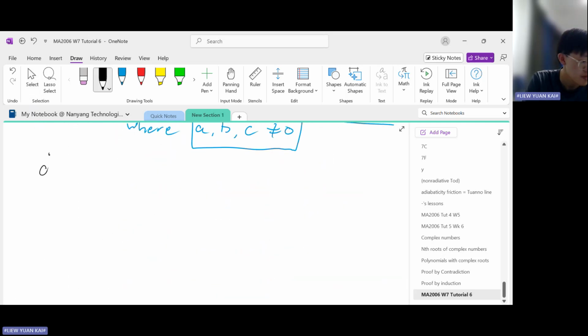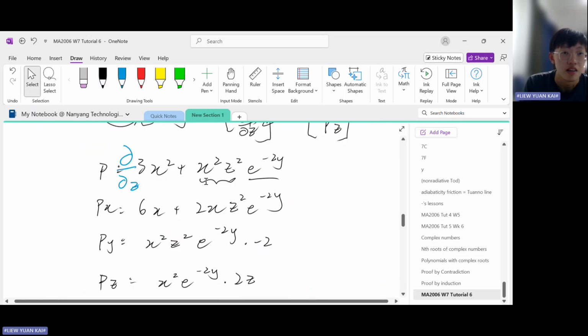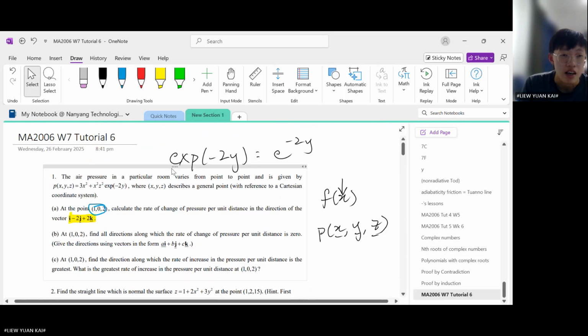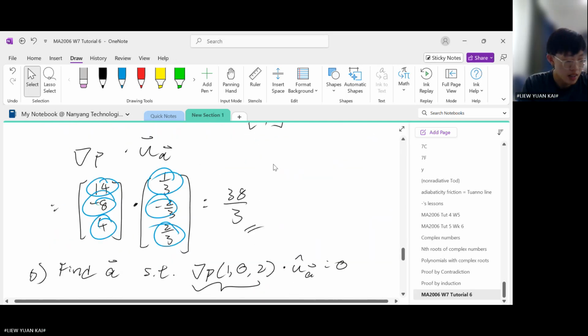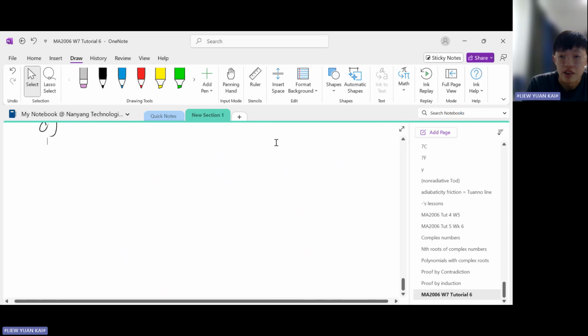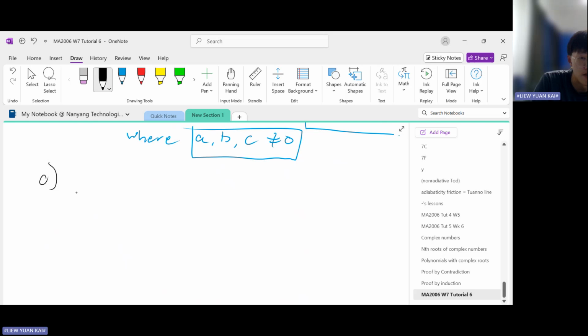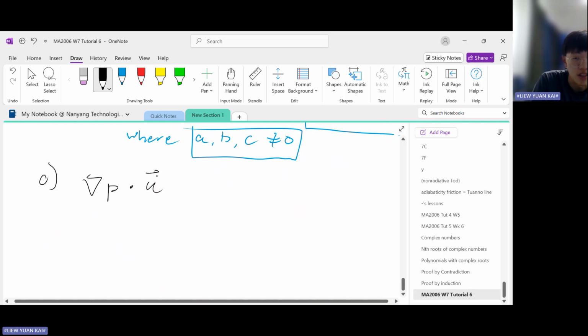Now going to C. What does C want? At the same point, find the direction along which the rate of change in the pressure is the greatest. What is the greatest rate of change in the pressure per unit distance at this point? So we need to understand how to find the rate of change. Like I said earlier, to find the rate of change of P in the direction of A, you need to take the formula nabla P dot the unit vector of A.